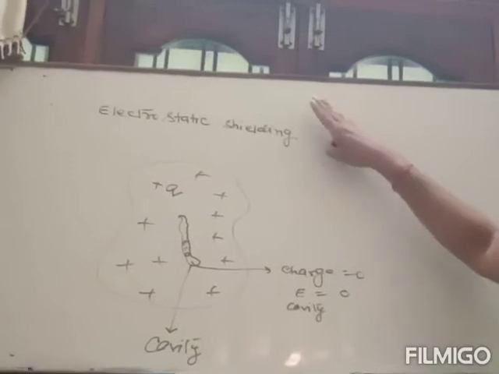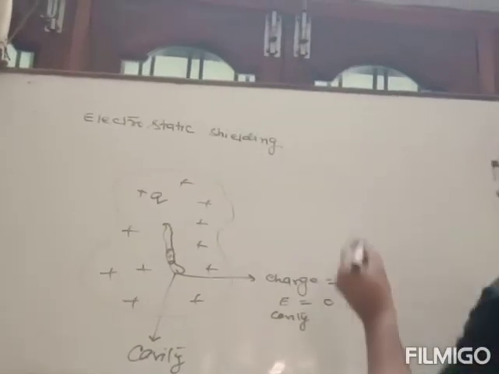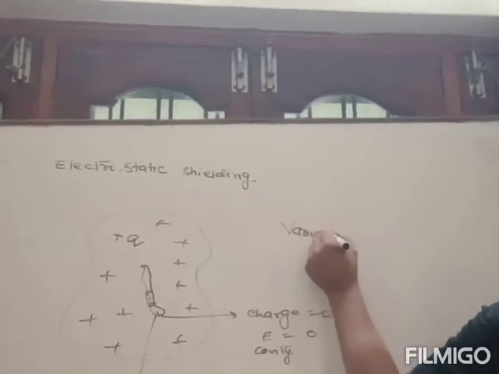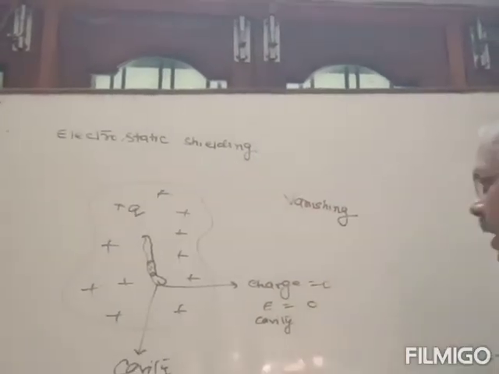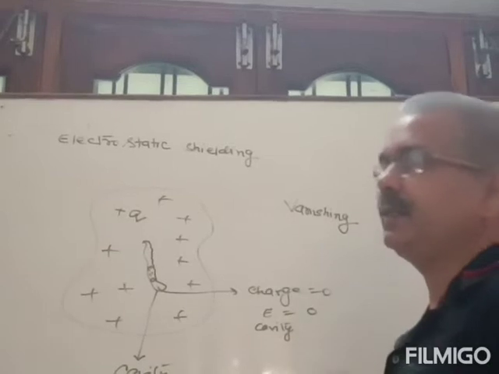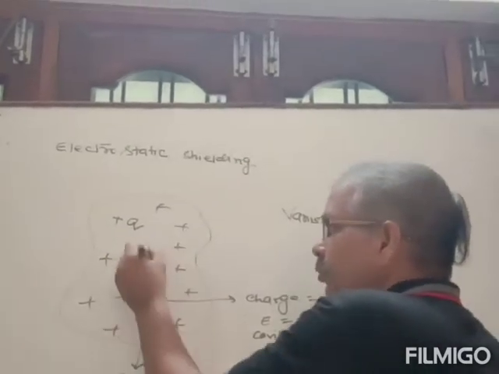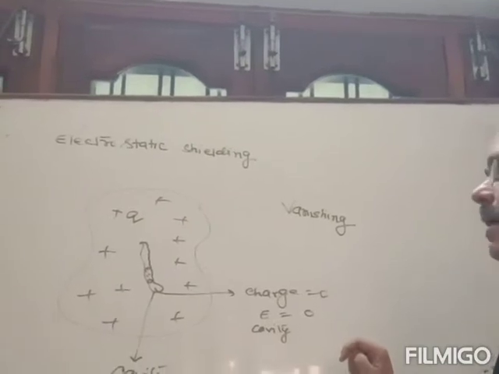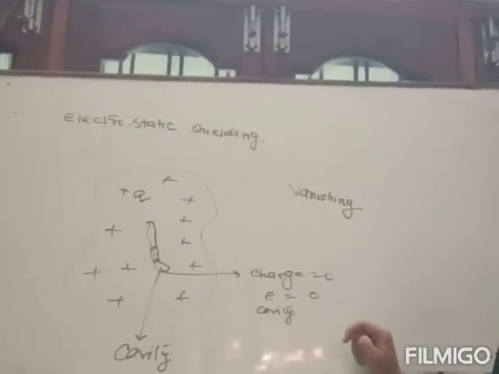Correct? So what is electrostatic shielding now? The vanishing, V-A-N-I-S-H-I-N-G, the vanishing of electric field due to presence of a cavity on the surface of a conductor is called electrostatic shielding.